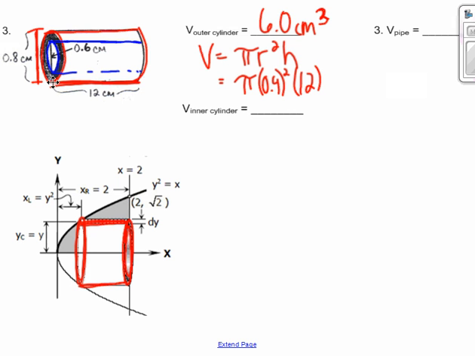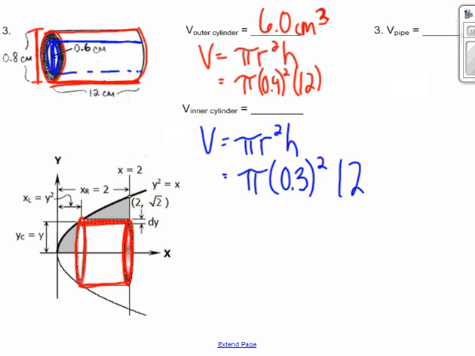And then to find the volume of the inner cylinder, I do pi r squared times height again. Pi radius, so now I'm talking about this one, half of 0.6 is 0.3. Square it, height is still 12, because it's going through the same thing. It's not longer or shorter than it. It goes through the entire thing. So I multiply that, you get 3.4 centimeters cubed. And so to find the volume of the pipe, I'm going to take the 6.0 minus the 3.4 to get 2.6 centimeters cubed for the entire pipe.